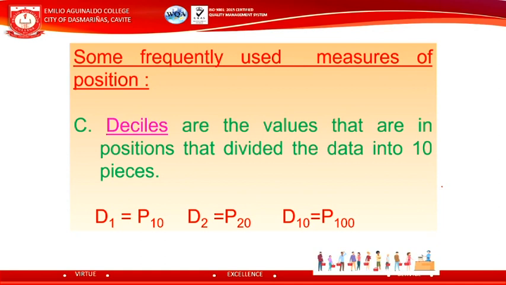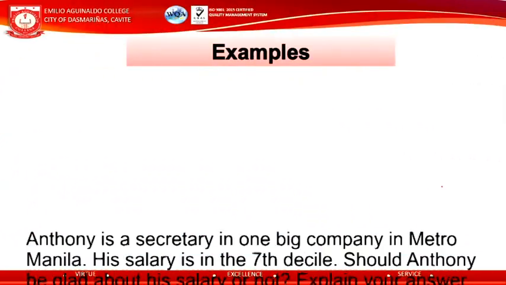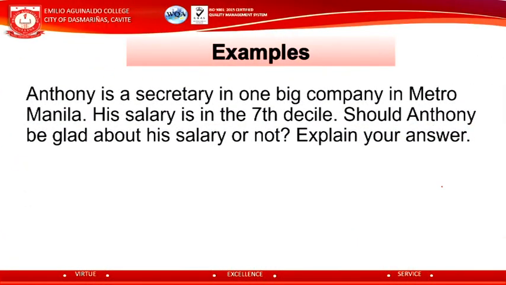Translate muna natin siya into percentile para mas maintindihan natin and mas ma-visualize natin kung ano ba yung nangyayari. Okay, examples. Anthony is a secretary in one big company in Metro Manila. His salary is in the 7th decile. So should Anthony be glad about his salary or not? Explain your answer. So let us just visualize the 7th decile. This is equivalent to D sub 7, or the 7th decile, and this is just equivalent to the 70th percentile.